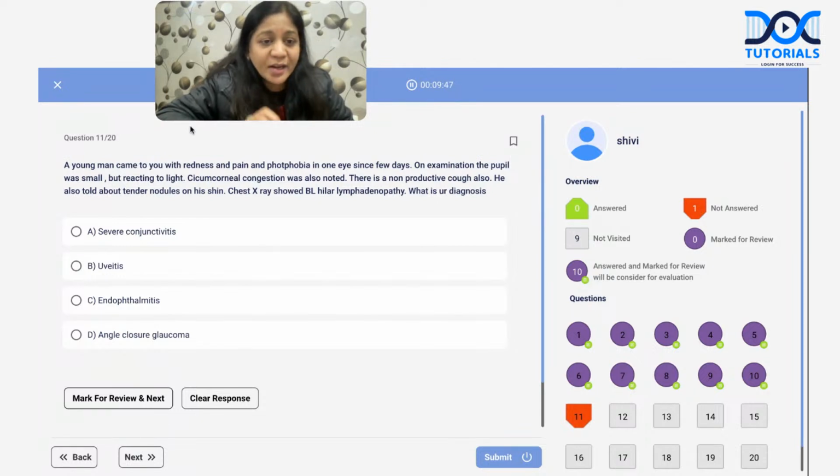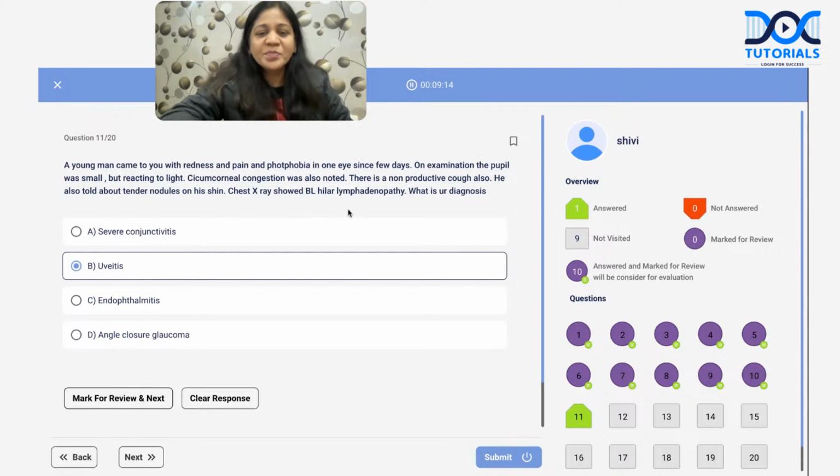A young man came to you with redness, pain, photophobia. On examination, the pupil was small but reacting to light. So my question ends right there, because there's a beautiful statement written here: redness, pain, and small pupil. So I have to think about uveitis. Now, there's a non-productive cough also, and the man also told there are tender nodules on the shin. So what is this? Very clear cut. I'm telling you this is uveitis associated with sarcoidosis, isn't it? So this is a question where we are giving you a systemic association.